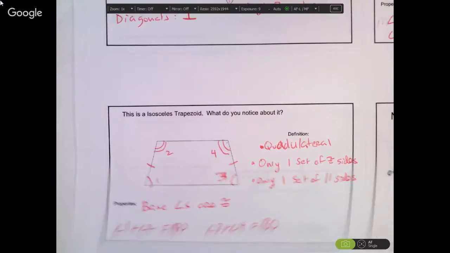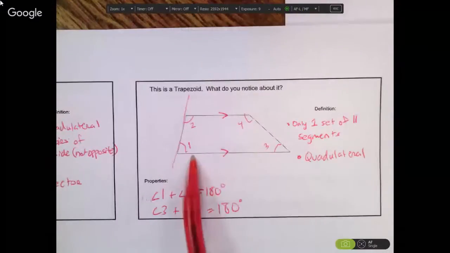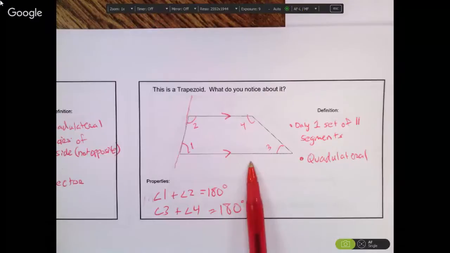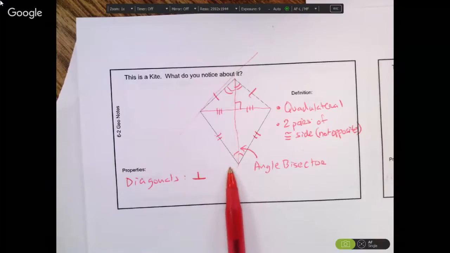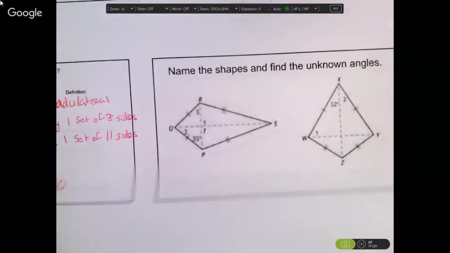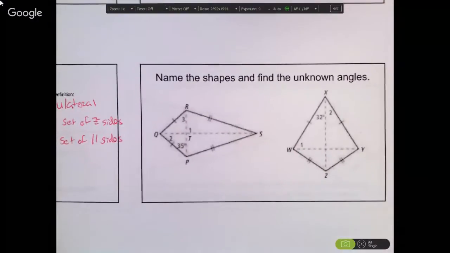Let me ask you this. How do I know that all 4 of these angles add up to 360? Because they both add up to 180. That's the same thing as 4 minus 2 times 180. All the interior angles add up to 360 because it's 4-sided: the number of sides minus 2 times 180.